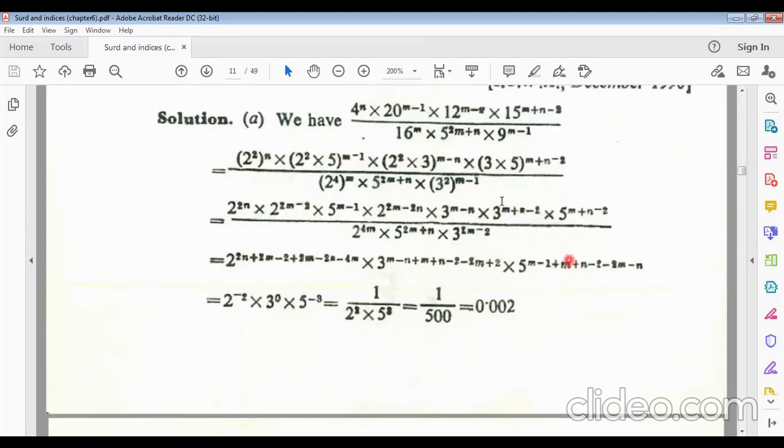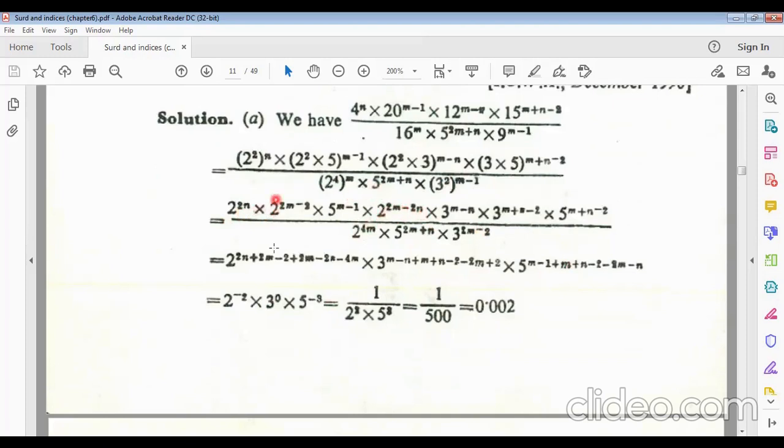Okay, just distributing the power. Now, 2 to the power 4 to the power m. This power will be multiplied, that means 2 to the power 4m. Similarly, 5 to the power twice m plus n. Okay, and 3 square, this 2 and this power m minus 1 will be multiplied: twice m minus 2.